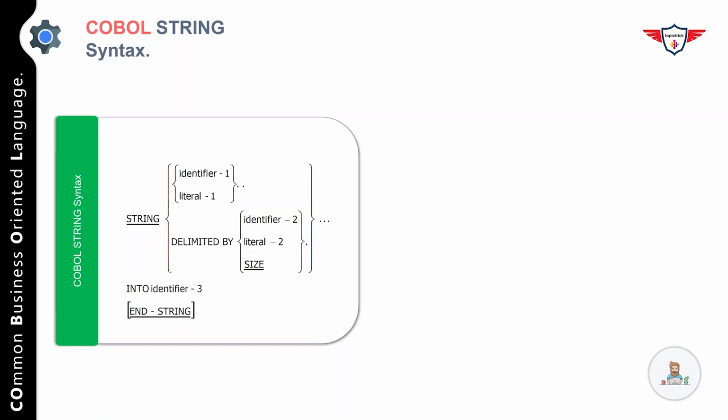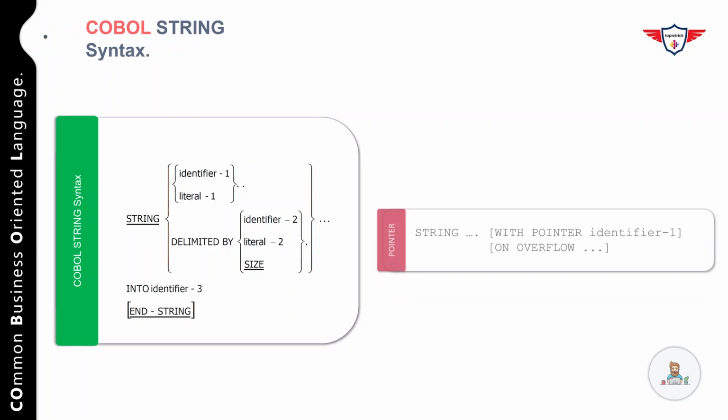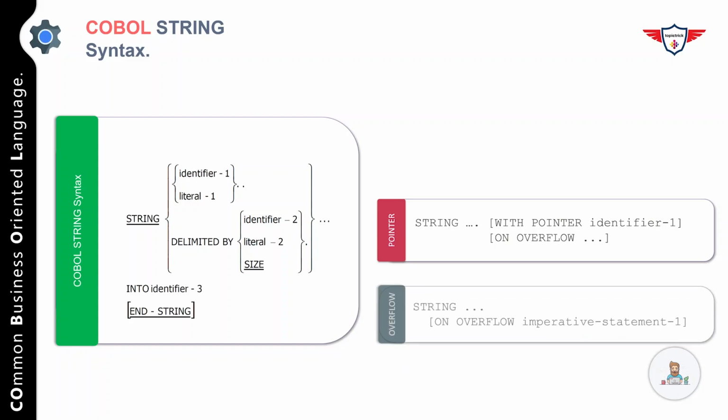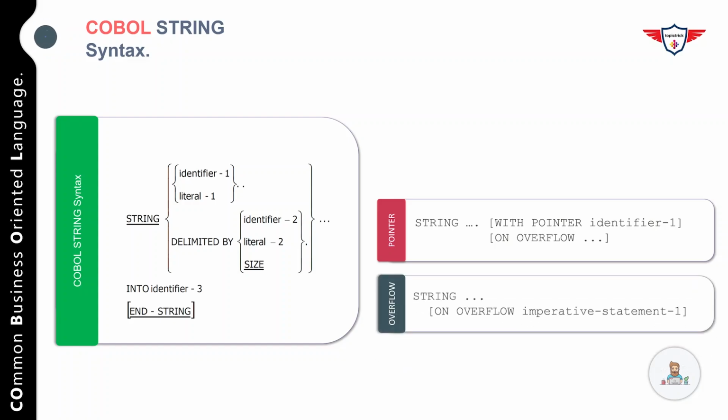And lastly, you have END-STRING, which is an explicit scope terminator, and it marks the end of the STRING statement. There are numerous additional options available with the STRING statement. We're not going to discuss all of them, but we're going to discuss two important optional features that you should always keep in mind. The first one is the POINTER option, and the second one is the OVERFLOW option.